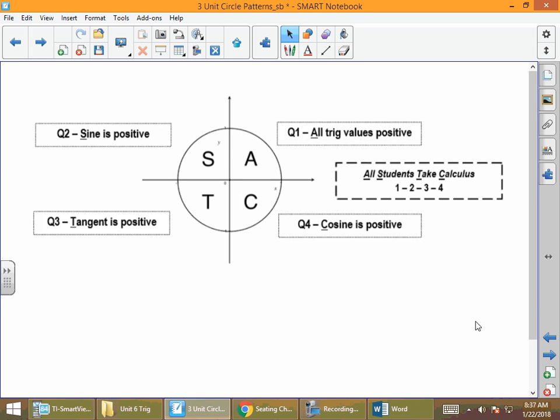In our third quadrant, for "all students take," take starts with T and tangent starts with T. Our third quadrant is going to mean that the function that's positive is going to be the tangent, which we haven't talked about yet, but that's coming soon. And in our fourth quadrant, all students take calculus. Calculus starts with C and cosine starts with C. Cosine will be a positive value. Cosine is the X value. All students take calculus. A little technique to help us remember where the different functions are positive or negative.